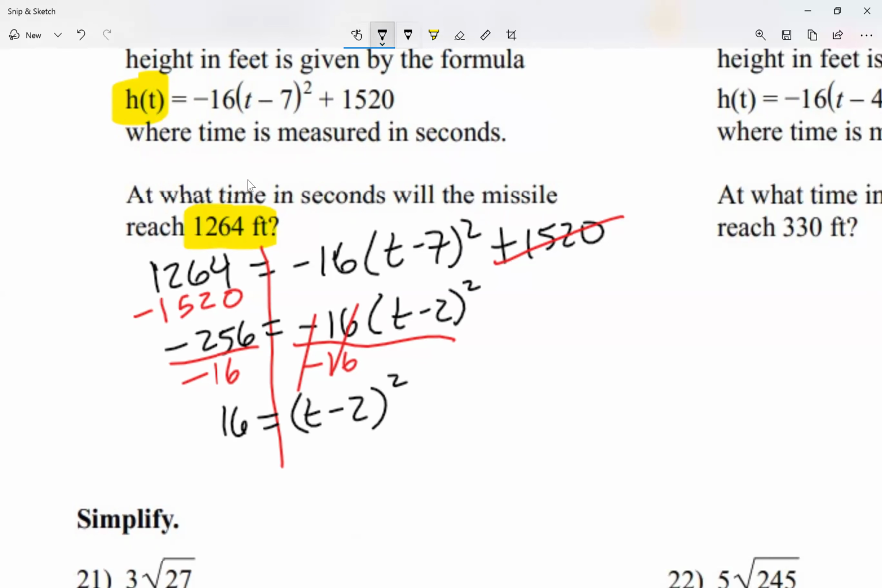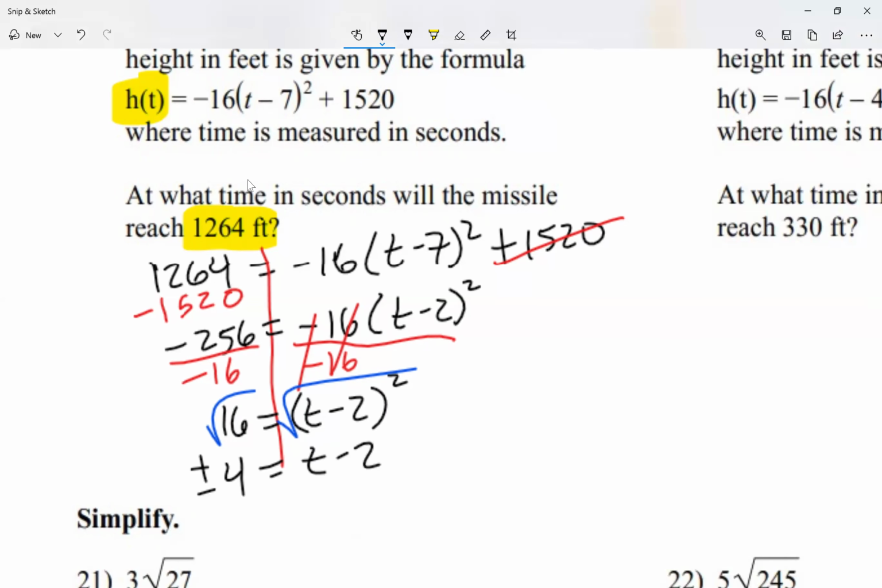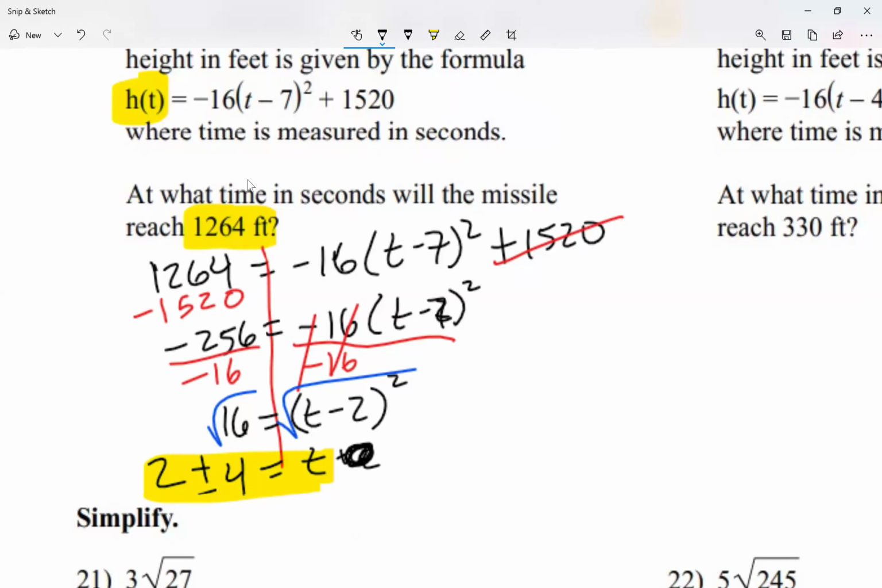Here I remember when I have a parenthesis squared, I can do the square root on both sides. Now the square root of 16, that's positive or negative 4. And on this side, I'm going to have t minus 2. Now this negative 2, I'm going to move it to the other side as a positive 2. Oh, that's a 7. Okay, my bad. T minus 7. Oops, sorry. Okay, I guess we have to write legibly, right? We have to make sure we can read our work.